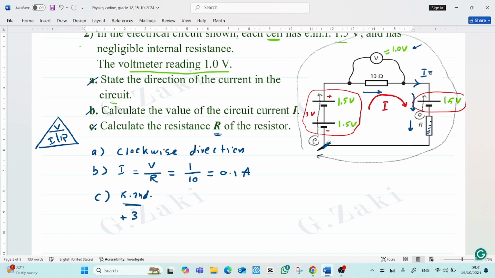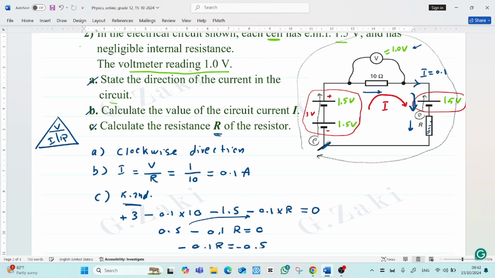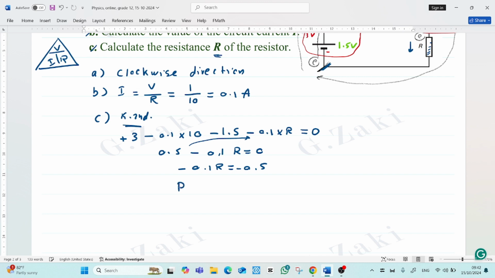And then the current is 0.1 and the resistance is 10. So it's minus IR, 0.1 multiplied by 10. Now the direction of current in the loop is opposite to the direction of electron flow, so it's negative 1.5 volt. Last, the resistance is R and the current is 0.1, so it's negative 0.1 multiplied by R. We reach the point here, then the answer is 0. So 0.5 minus 0.1 R equals 0, negative 0.1 R equals negative 0.5. Cancel negative with negative, then R equals 0.5 over 0.1, which is 5 ohm.